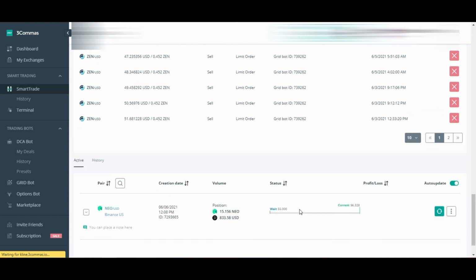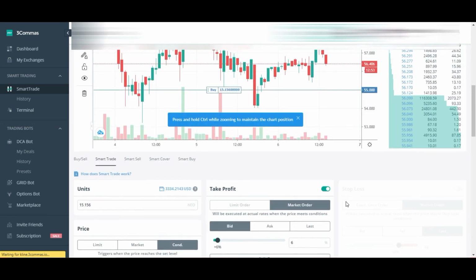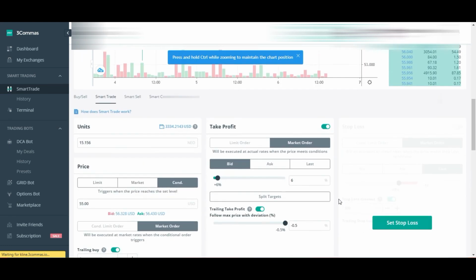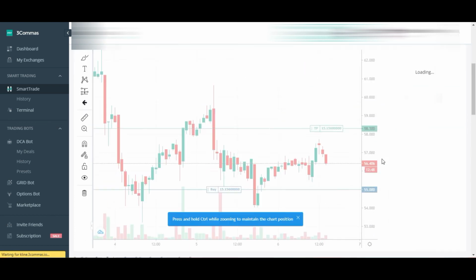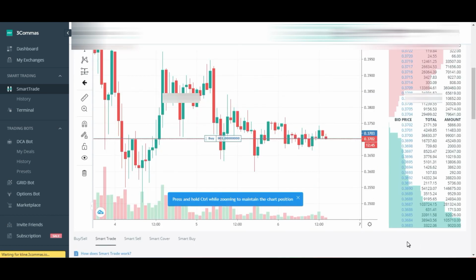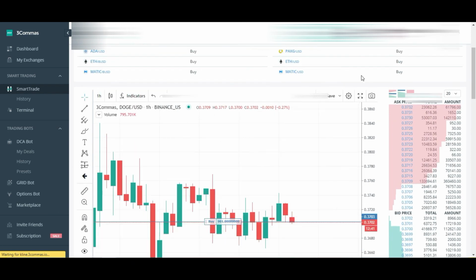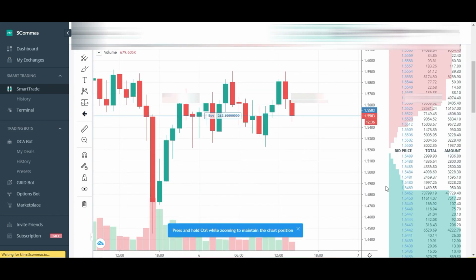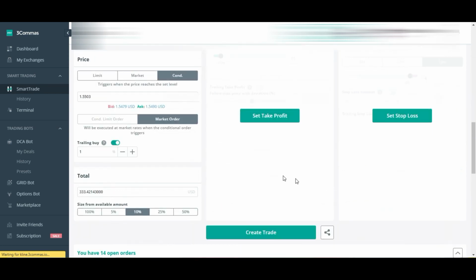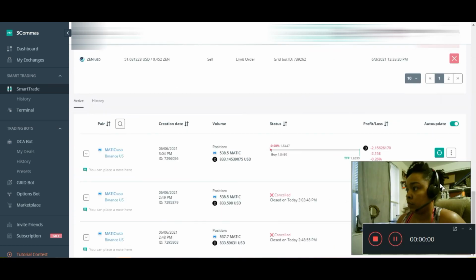Let me get one that's active so I can show you these things. I don't want to activate this one. Let's see how is Doge doing right now. Doge, no, I don't want to get in on the market there. Matic, yeah, let's do a Matic purchase.